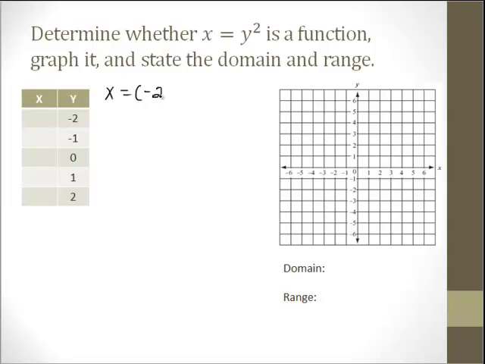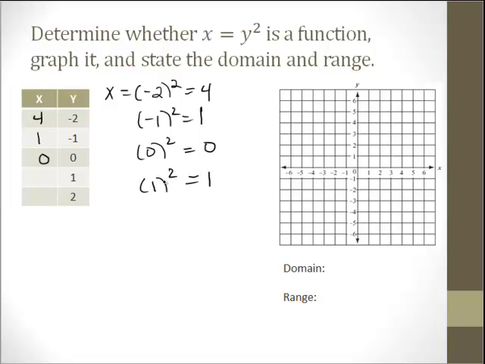So x is equal to negative 2 squared, which is 4. X is equal to negative 1 squared, which is 1. 0 squared, which is 0. 1 squared, which is 1. And 2 squared, which is 4. So let's graph those. We have 4, negative 2, 1, negative 1, 0, 0, 1, 1, and 4, 2.